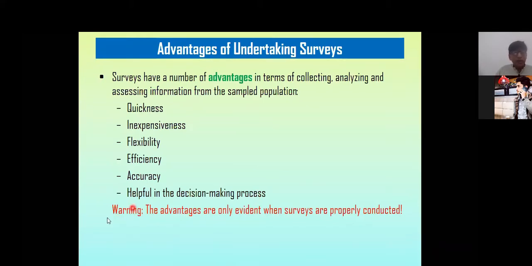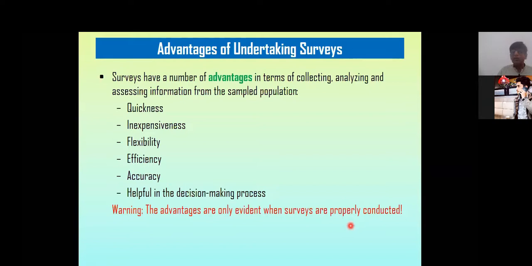Okay, the warning is also there. The advantages are only evident when the survey is properly conducted. That means you can enjoy the advantages of survey research when it has been conducted properly, in the true manner. If there is any compromise or any issue in conducting a survey, the results may be untrustworthy. So if you want accurate and trustworthy results, you are required to fulfill all the formalities and avoid all the biases when you conduct the survey.